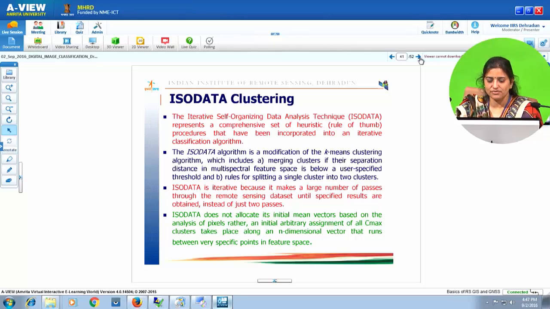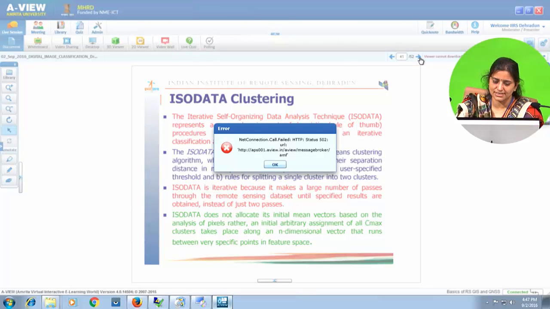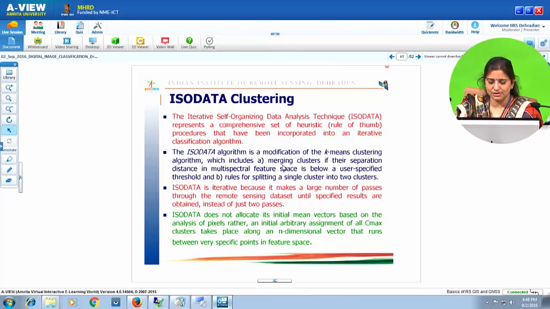ISODATA is iterative in nature because it makes a large number of passes through the remote sensing dataset until specified results are obtained, instead of just 2 passes. ISODATA does not allocate its initial mean vectors based on the analysis of pixels; rather, an arbitrary assignment of all the Cmax clusters takes place along an n-dimensional vector that runs between very specific points in the feature space.